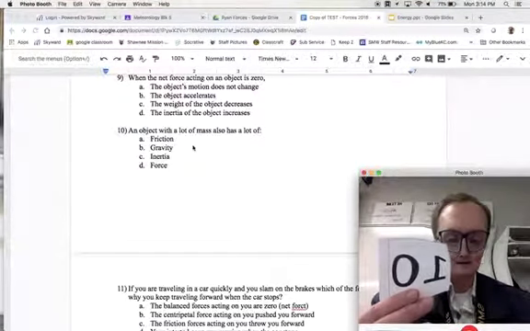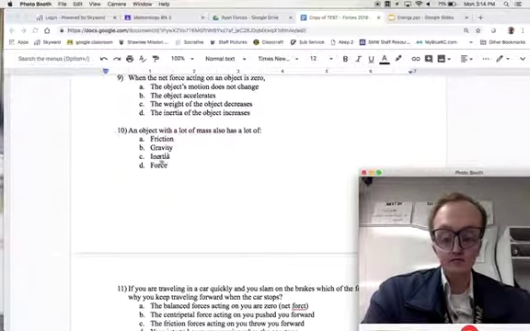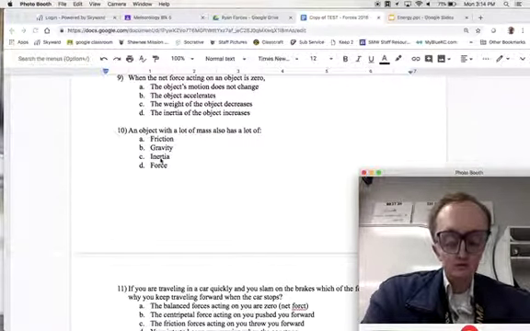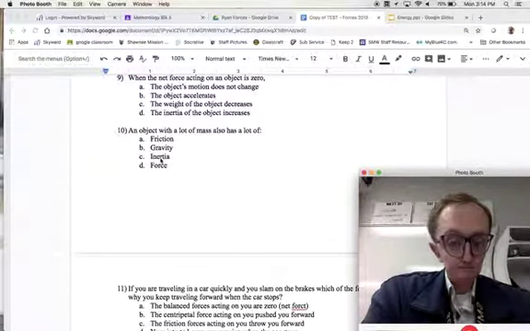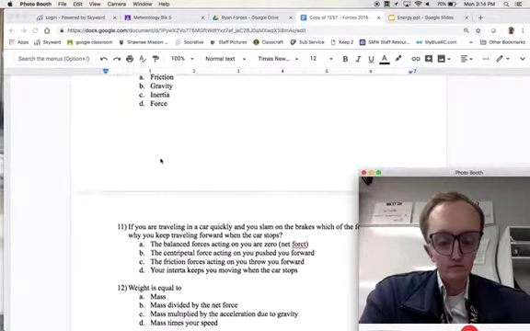Question 10. An object with a lot of mass also has a lot of inertia. This is Newton's first law when he's talking about the law of inertia. An object at rest is going to stay at rest. If it has a ton of mass, it's going to really stay at rest, and it's difficult to get it moving.